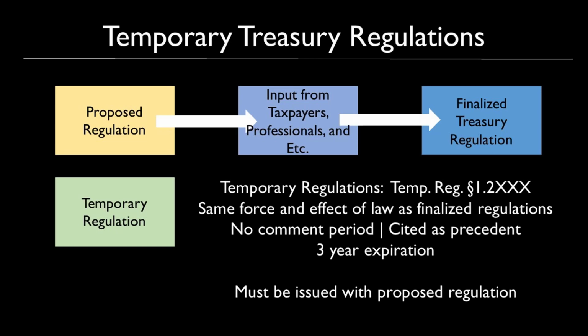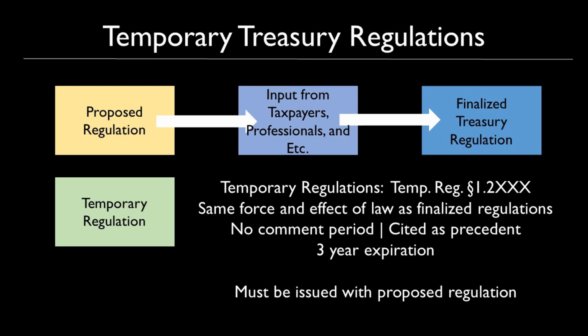Temporary regulations provide immediate guidance when it is important. It has the same force and effect of law as finalized regulations, and there is no comment period. These can be cited as precedent. Precedent means that it has a force of law. This history of law, as it has been created, that's called precedent. And precedent can be overturned through case law, etc. But here we're saying that this is law, this can be cited and can be used and relied upon.